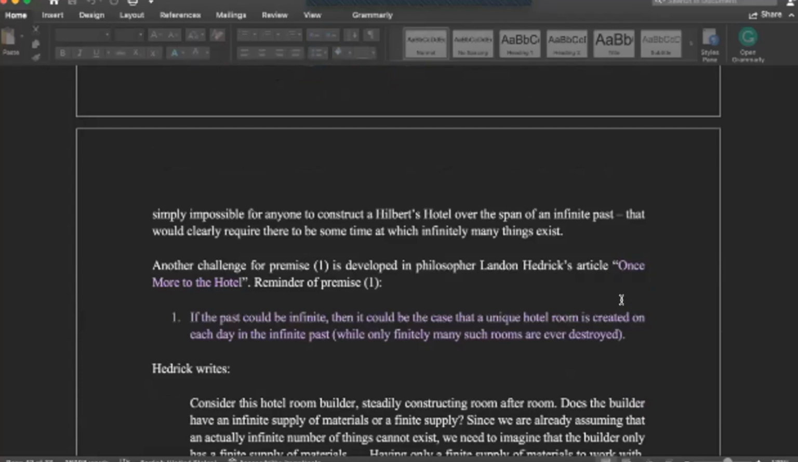Yet another challenge for premise 1 is developed in philosopher Landon Hendrick's article Once More to the Hotel. So again, premise 1 says if the past could be infinite, then it could be the case that a unique hotel room is created on each day in the infinite past, while only finitely many such rooms are ever destroyed.